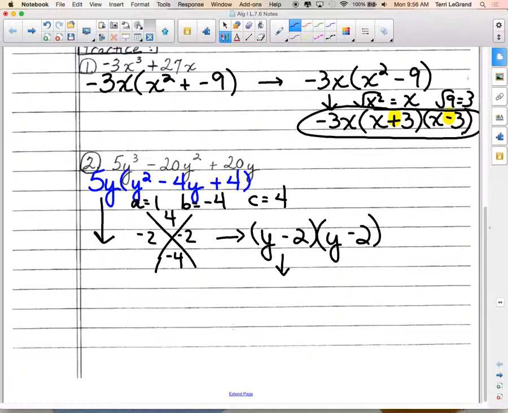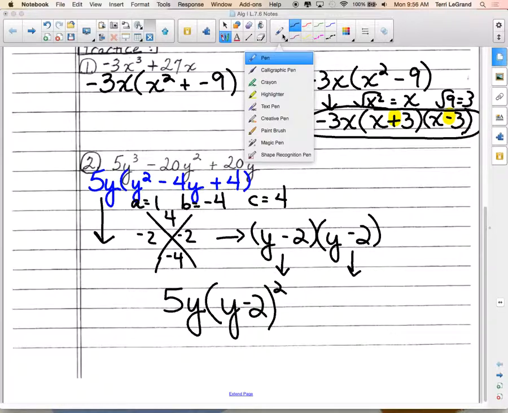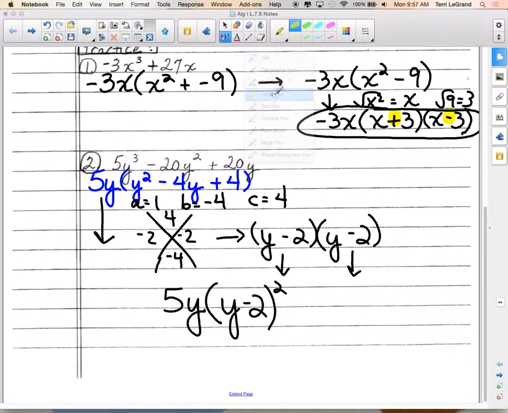And so now we have these guys that have to come down also. So we have that 5y. We have a y minus 2 twice. By the way, before we write that, maybe we better evaluate, this is a binomial with subtraction. Can it be factored again? No, because why? They're not perfect squares, are they? Okay, so this is our final answer, isn't it?